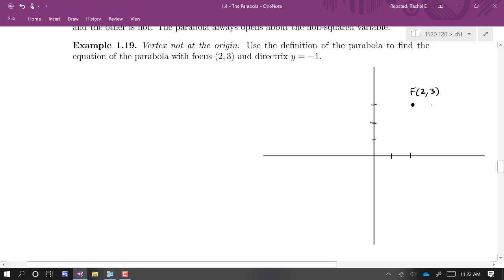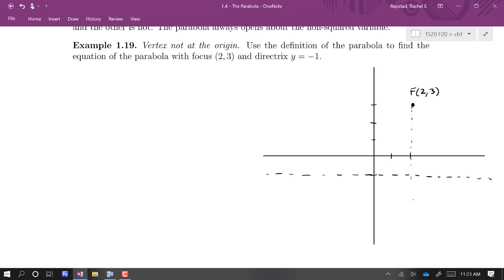And the directrix is y equals -1. So right off I could tell that this is oriented vertically. It's got a horizontal directrix, so it's going to open upward because the parabola always kind of swallows up the focus. I know that the vertex will be halfway in between the focus and the directrix on that dotted line, on that axis of symmetry there.